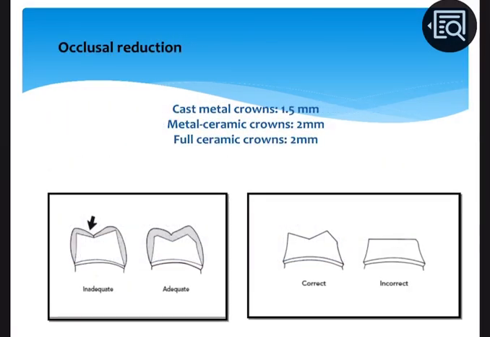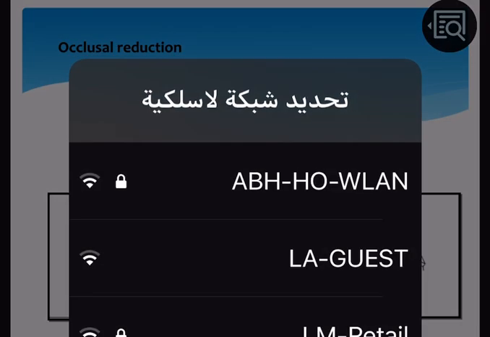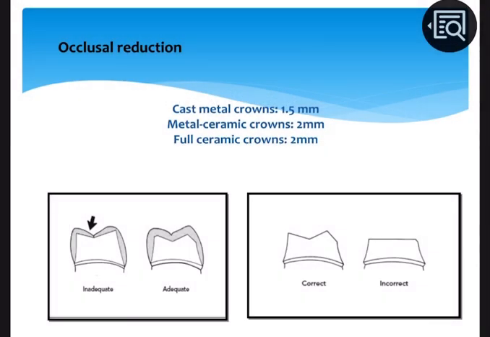So the first point is to provide adequate occlusal reduction. So there are two boxes. In the first box, you see two pictures. In the first picture, it reads inadequate. You see in the central groove area, the preparation is not up to the mark. So at that area, the material is very thin. Okay, there is no bulk of the material.